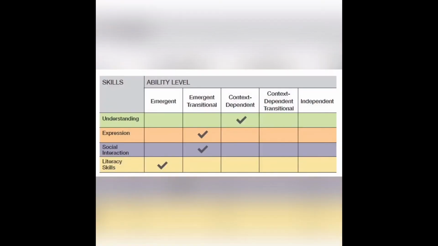This table is the summary sheet for the ability level continuum. It depicts Tess's ability level regarding her understanding, expression, social interaction, and literacy skills based on her observable communication behaviors during the session.